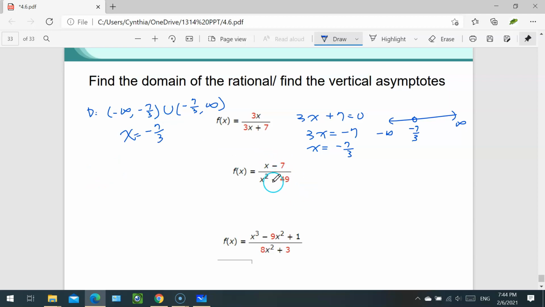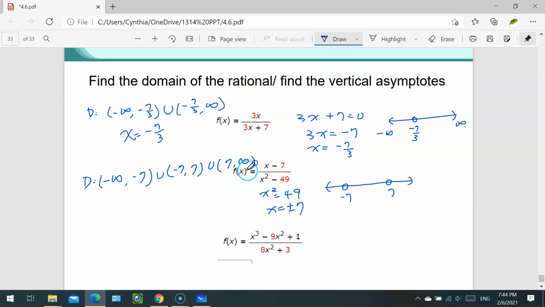For the domain of this one, we set the denominator equals 0. So from here, we get x squared equals 49, which is x equals plus or minus 7. If I draw the number line, we have to mark these two points, negative 7 and 7. So the domain of this one will be negative infinity up to negative 7, union from negative 7 up to 7, then union from 7 to infinity.